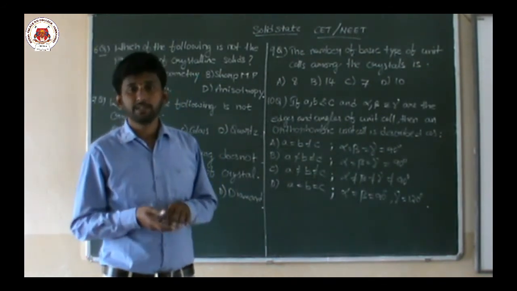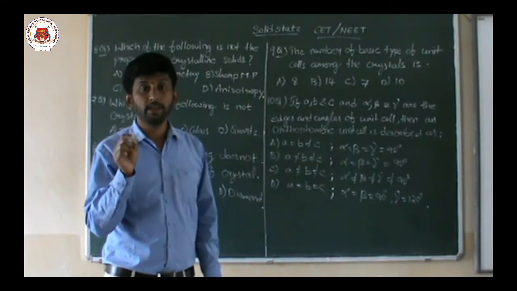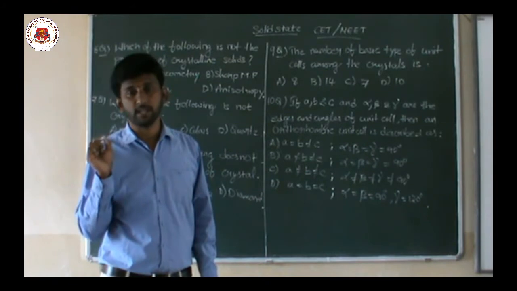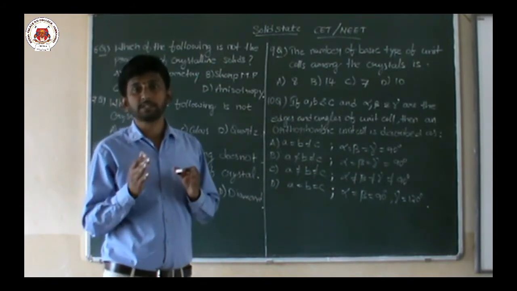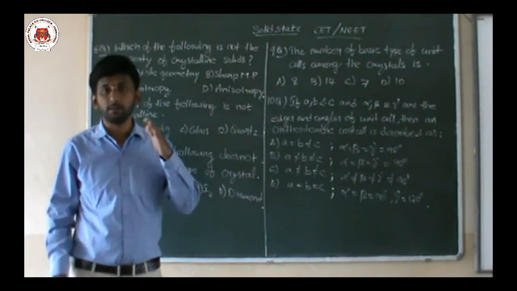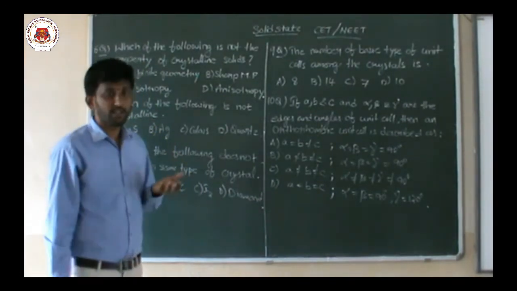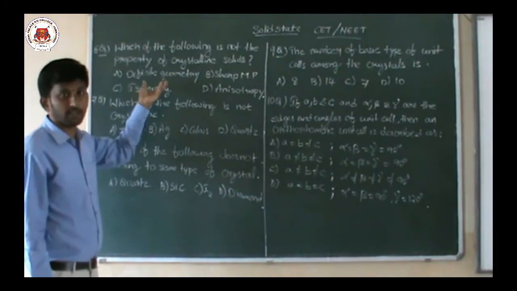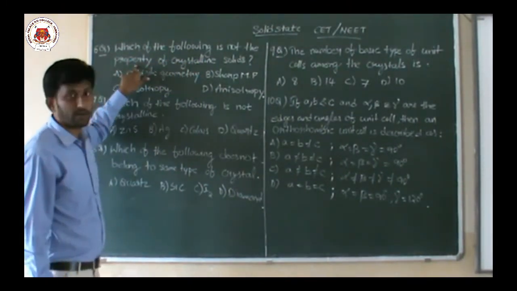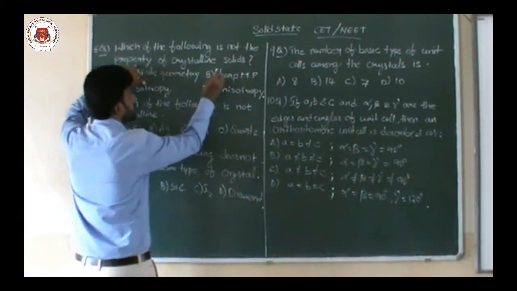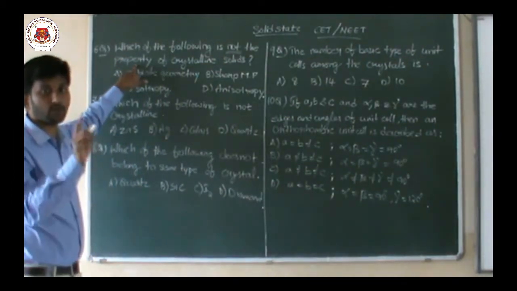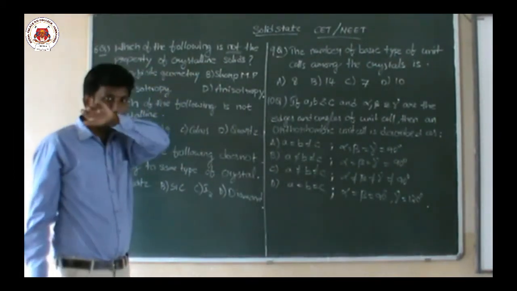If the atoms are arranged regularly in a long range ordered arrangement, then it is a crystalline solid. If the atoms are arranged in a short range irregular arrangement, it is an amorphous solid. Right? Let us see what the question is asking. Which of the following is not the property of crystalline solids? Which one is not? Be careful in that. They are asking which one is not the property of crystalline solids.